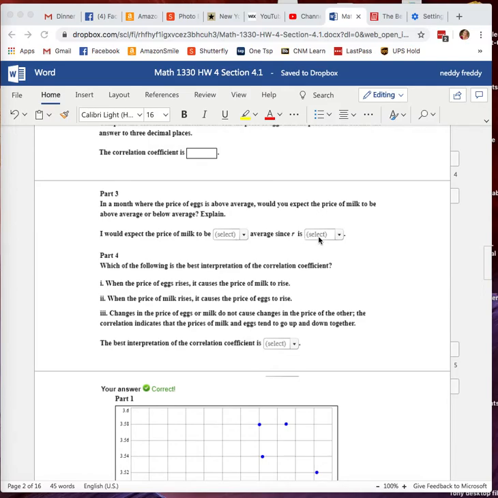If your R value for this problem turns out to be negative and they're asking you about price of eggs being above average, you'd say you expect milk to be below average. So if it's positive, then whatever your X value is, your Y value is the same. If it's negative, whatever your X value is, your Y value is the opposite.